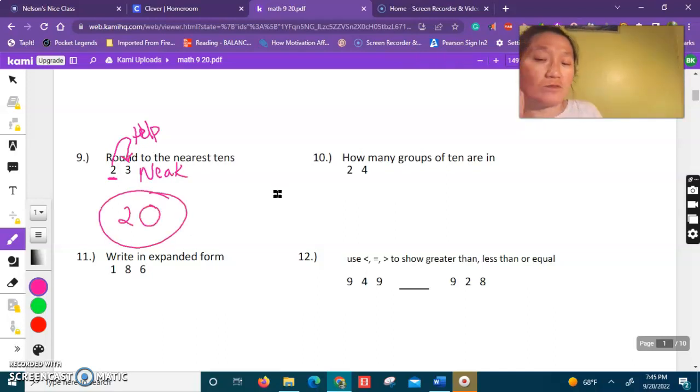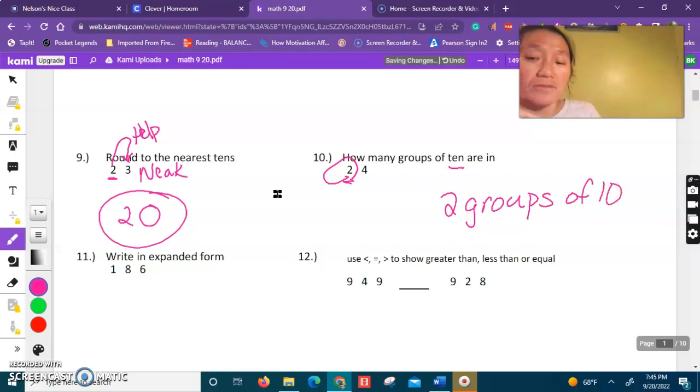So that's our answer. Okay, how many groups of 10 are in 24? Well, we look for the tens place. And we circle everything behind the 2. Well, there's nothing. So there are 2 groups of 10.